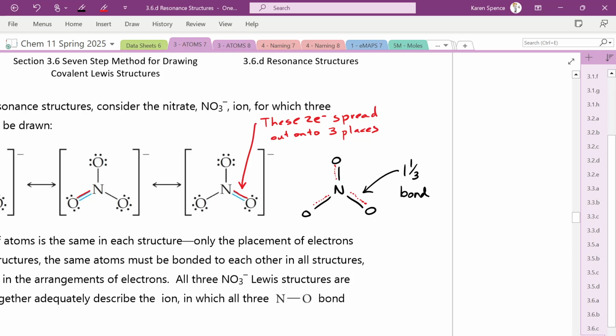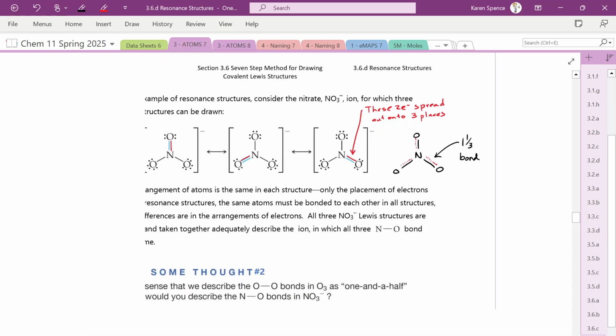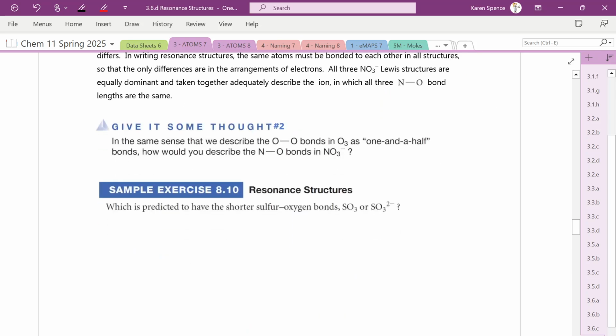So if I were to give you a resonance structure like this, and I said, what type of bond do you have? I might give you multiple choice, and you've got 1, 1.5, 2, whatever. And I gave you this resonance structure. You should be able to tell me what kind of bond that is. So if it's spread out over 2 places, it's going to be 1.5. If it's spread out over 3 places, it's going to be 1 1/3. What if it were spread out over 4 places? 1 1/4. Okay, so it's pretty straightforward.